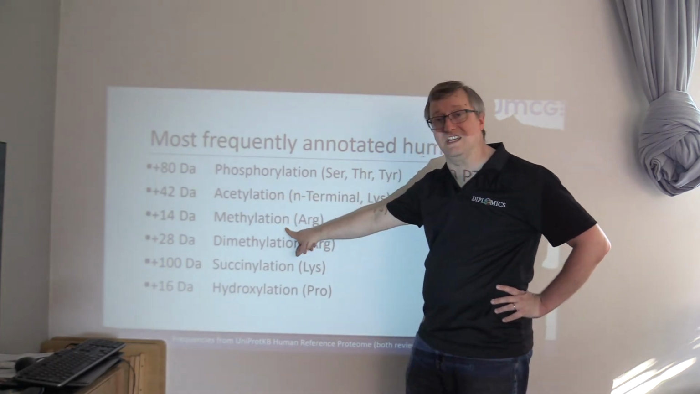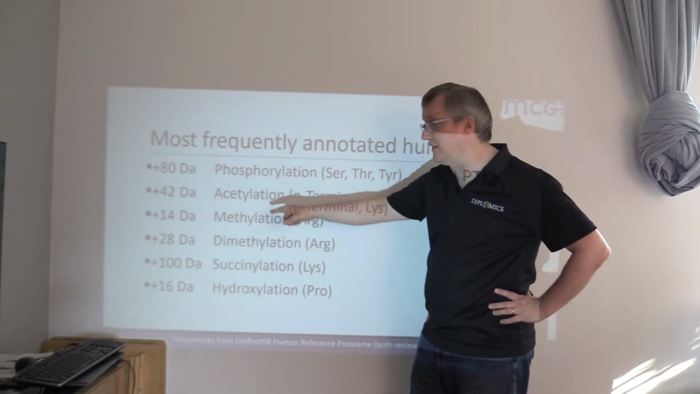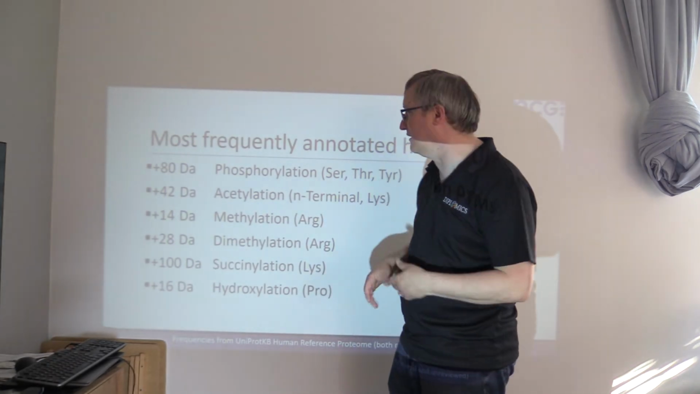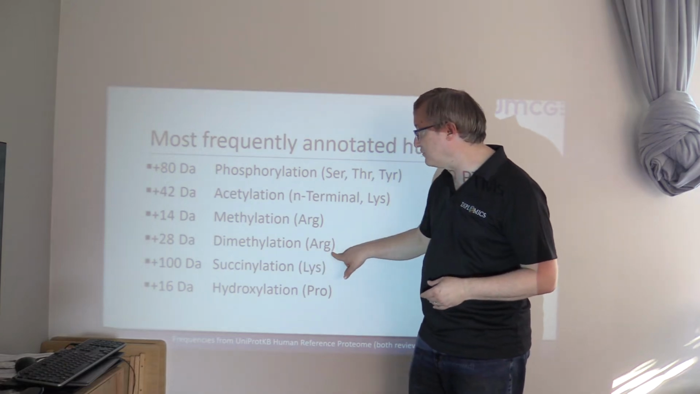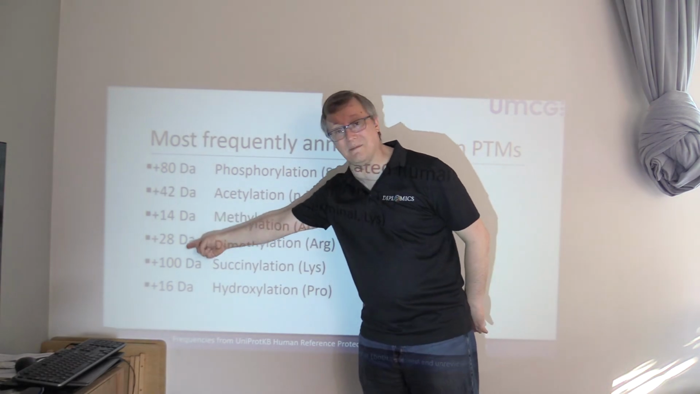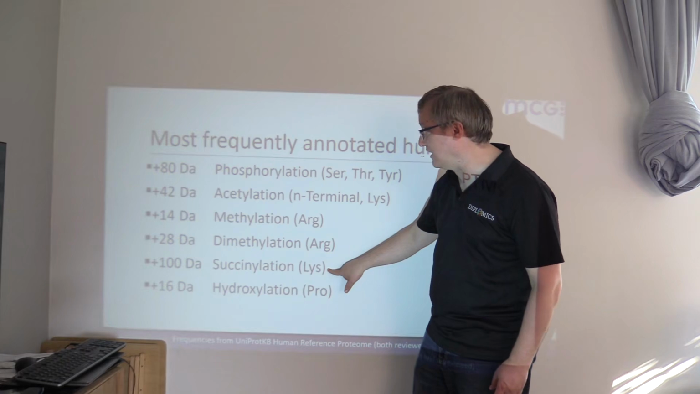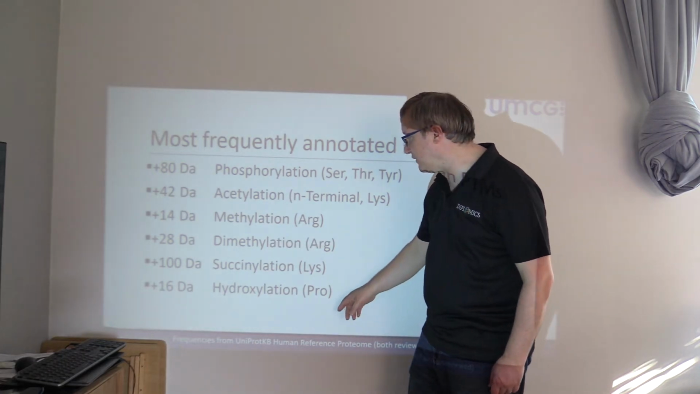In some cases, we see in vivo methylation, most typically on arginine. That adds a plus 14, sort of a carbon and two hydrogens in effect, are the change. We see dimethylation as well. That also occurs on arginine. As you might expect, a dimethylation is twice the mass of single methylation. Succinylation can also happen on lysine. We have a mass shift of 100 on that.